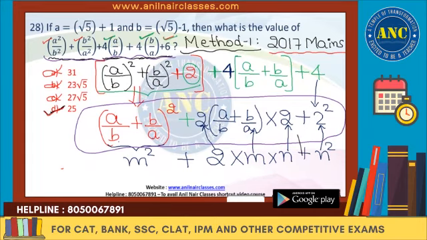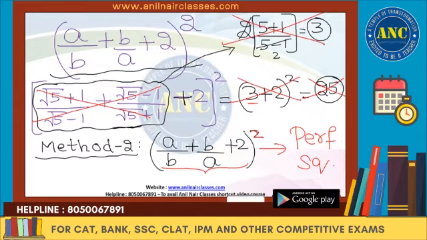You should be smart enough to say that the answer should be of a perfect square form, because the final answer should be of the form a by b plus b by a plus 2 whole square. That means the entire thing is squared, so the answer should be a perfect square. There is only one option, which is 25. Mark it and move ahead.